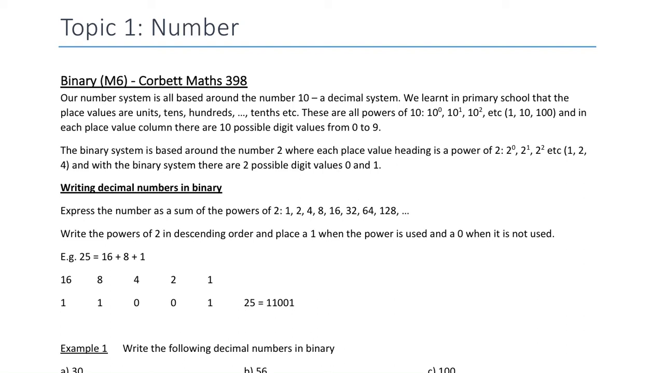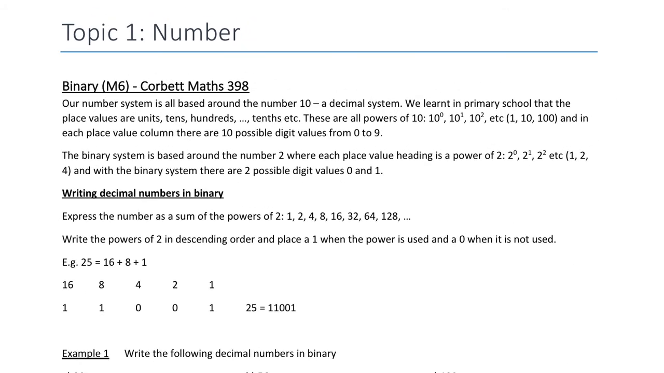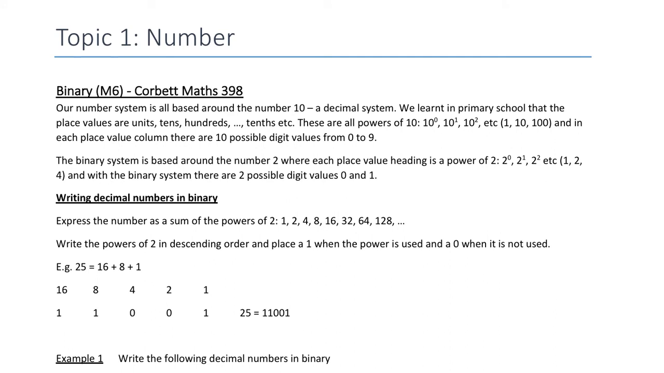In this video we're going to look at binary. Binary is a number system. Now we currently use a decimal number system, so our number system is based around the number 10. So that's what the decimal system is. DEC, decimal, stands for 10. Binary, BI, stands for 2.